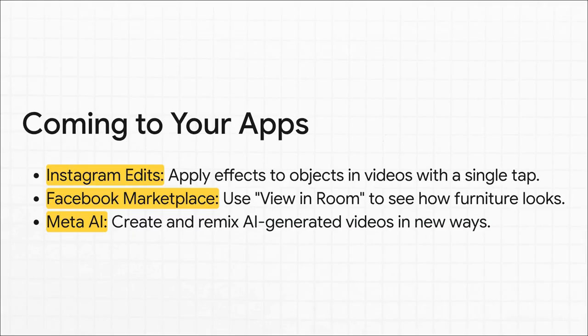Soon on Instagram, you'll be able to apply cool effects to just one person in a moving video with a single tap. On Facebook Marketplace, this is the tech that's going to power the feature, letting you see how a couch might look in your own living room. It's making really complex stuff feel incredibly simple.